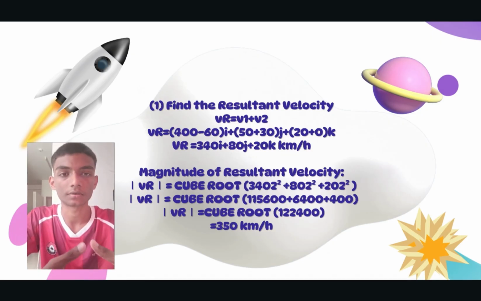Now that we know Vr, we have to find the magnitude of the resultant velocity. So the magnitude of Vr is equivalent to the square root of 340 squared plus 80 squared plus 20 squared. Once we have added all that, we have to take the square root. Now the final answer for Vr is 350 km per hour.